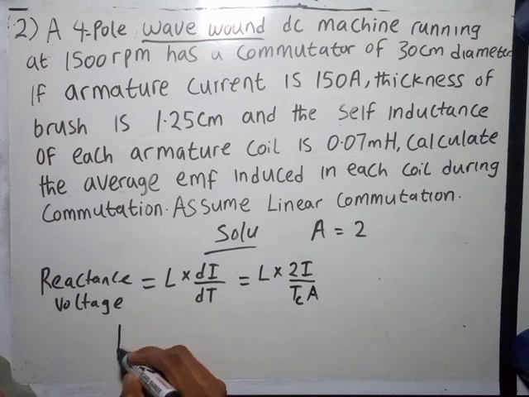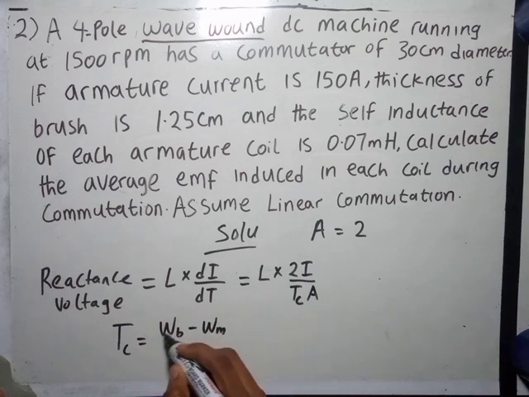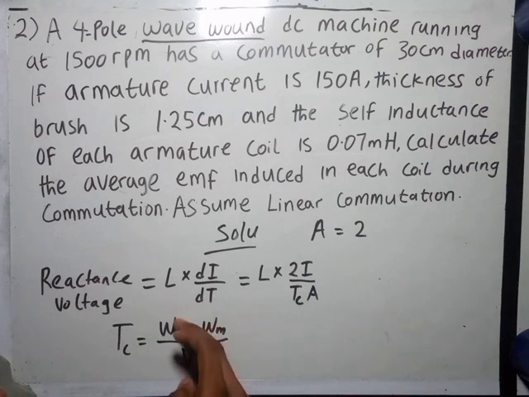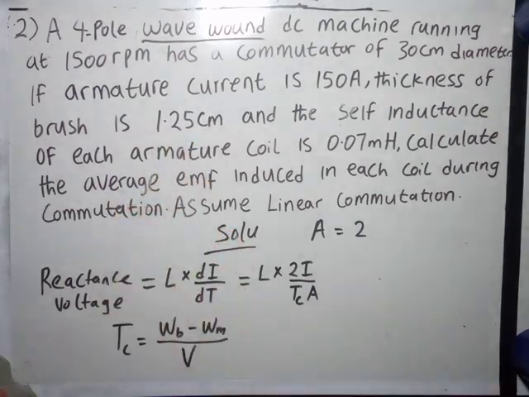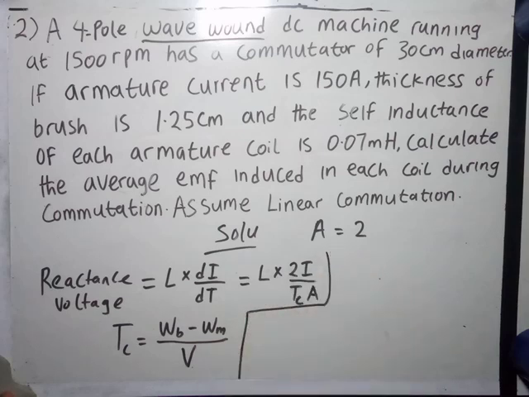Now your Tc, which is your time of commutation, is given as Wb minus Wm, which is the width of your brush minus the width of your mica insulation, which wasn't given, over your peripheral velocity. Now your brush width or thickness was given to be 1.25. So the issue now lies in getting our peripheral velocity. Like I said in one of my videos, I will still repeat that again.